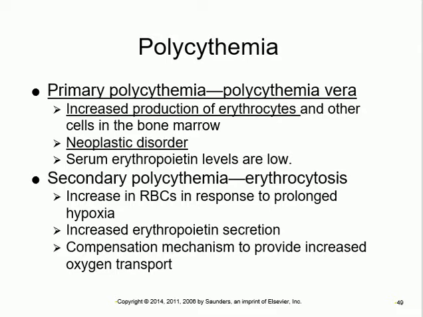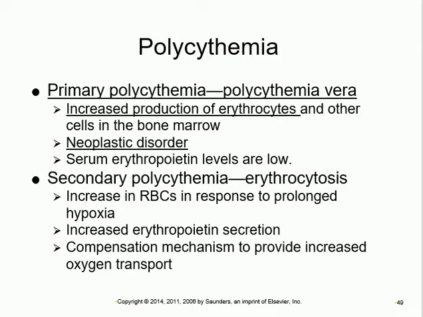Here is another rule. Any disease, any abnormality. When I say rules, it means you apply it for everything. Okay? Any disease can be primary or secondary. Primary means it's happening from the organ itself. Secondary means it's happening somewhere else, reflecting on the organ. So polycythemia, primary polycythemia means the problem is in the bone marrow. It makes too much blood, red blood cells. Secondary means the bone marrow is fine. The bone marrow is normal.